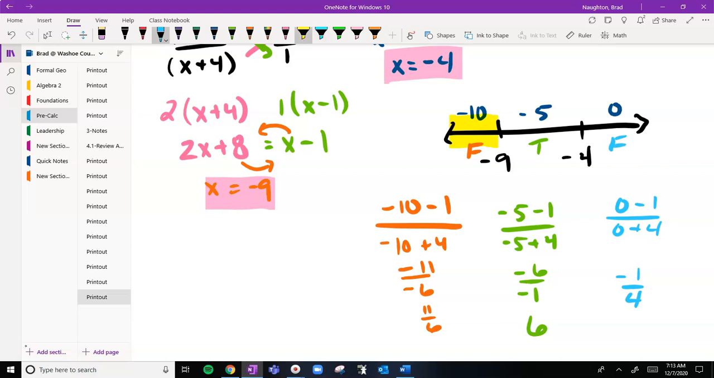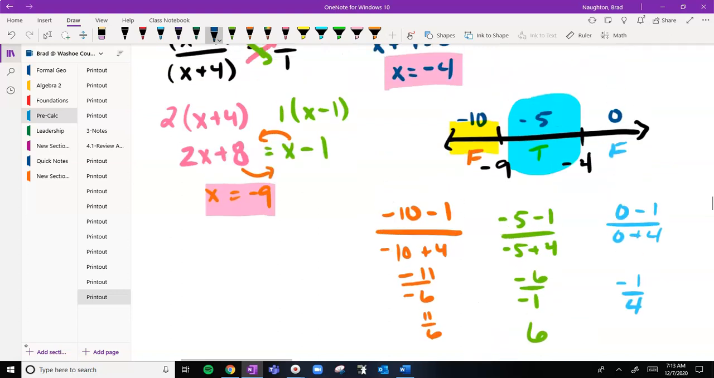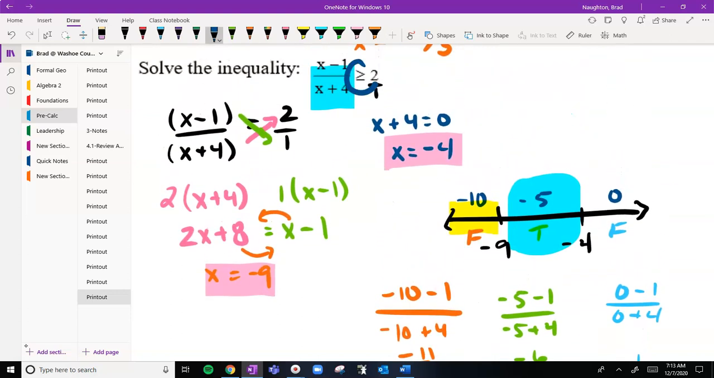So the only region that works is this blue one in here. So our answer is going to be from negative 9 to negative 4. And then I'm going to put in brackets because, if we look at the beginning here, it's or equal to.